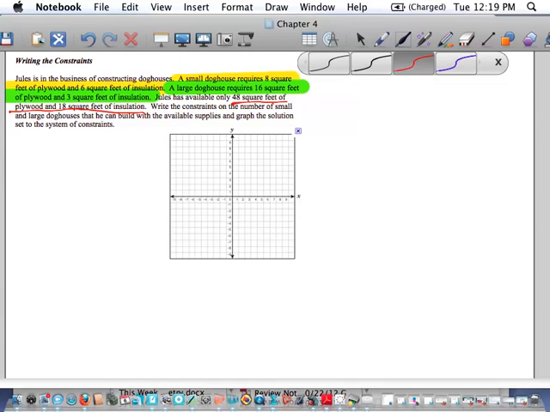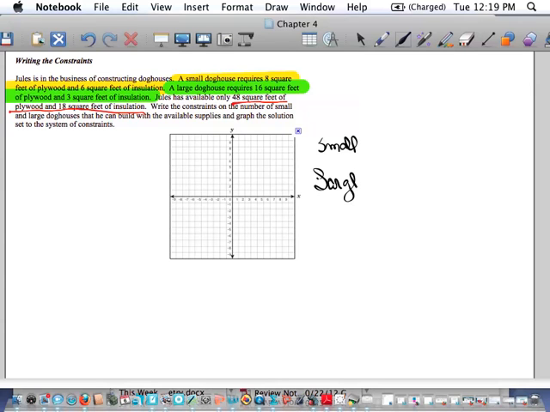So we're going to graph this after we come up with a table. So let's look at this. What are the two things he's building? Large dog houses and small dog houses. So let's set up a table. We have small dog houses and we have large. The other thing we have is plywood and insulation.